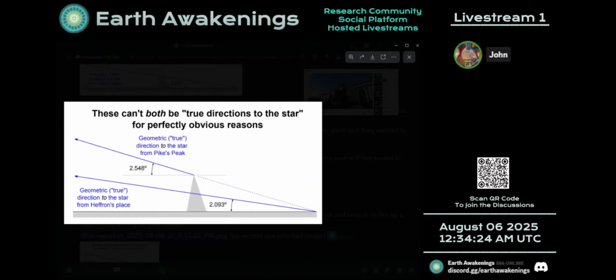It's easy to understand on the globe Earth, as you can see in the diagram that you posted, because those angles are measured with respect to local horizontal, and local horizontal is down by exactly that angular difference. Alan considers that a coincidence, but it's not. Those two angles differ by exactly the amount by which horizontal dips downward when you move from Heffron's Place to Pikes Peak.